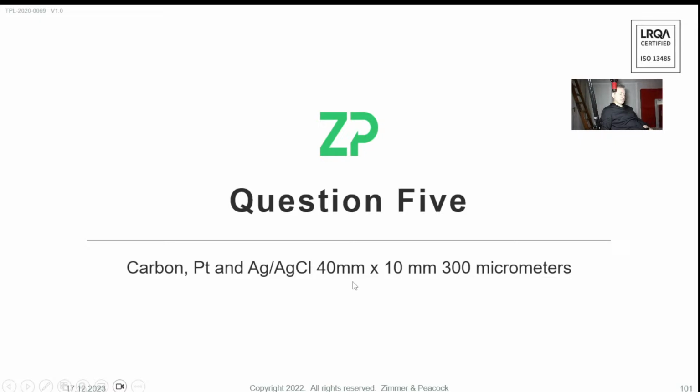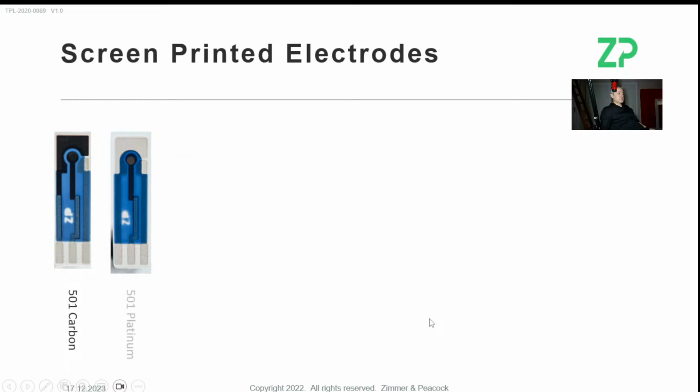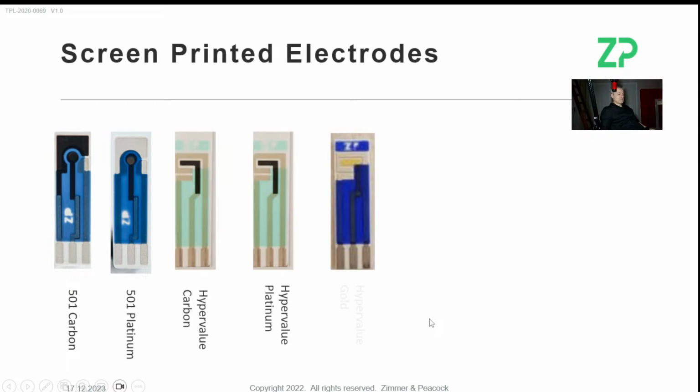I had an instinct that they were making something that was quite large. So it's 40 millimeters by 10 millimeters. As I said, one of a standard size for us. So these are our top selling screen printed electrodes. I definitely will put a link underneath the video.